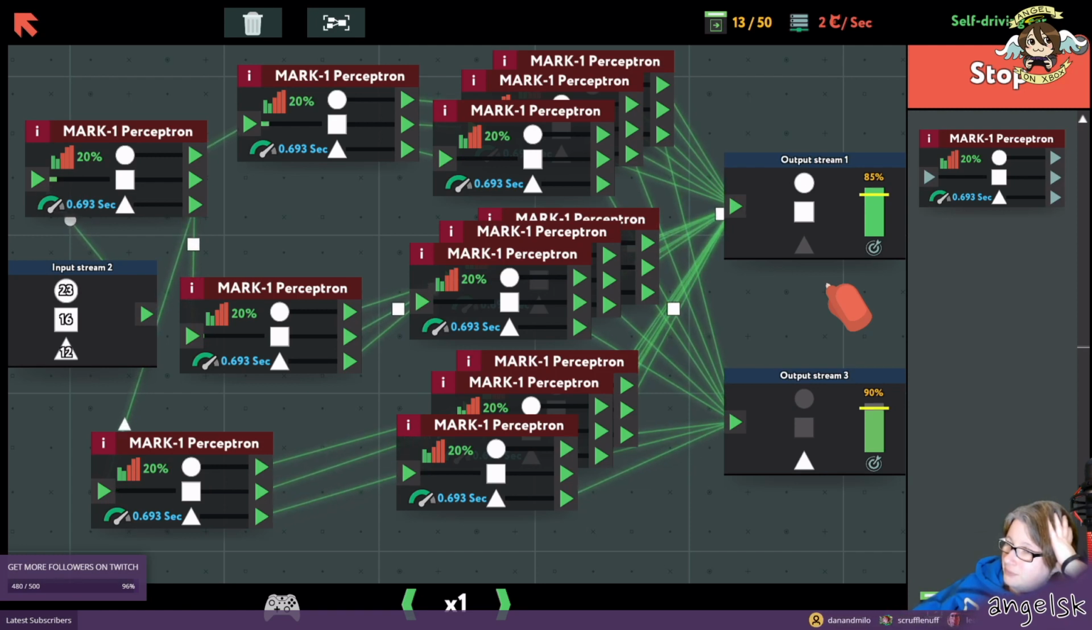I'm not happy with that triangle one. I don't think I have the patience to hook up 9. No, not 9. 27 more things. 27 would take us to 50.